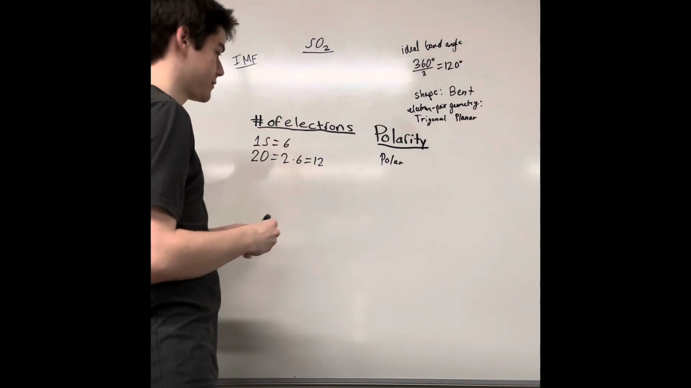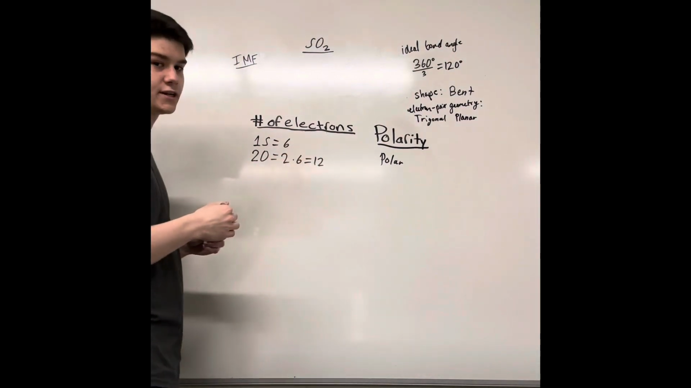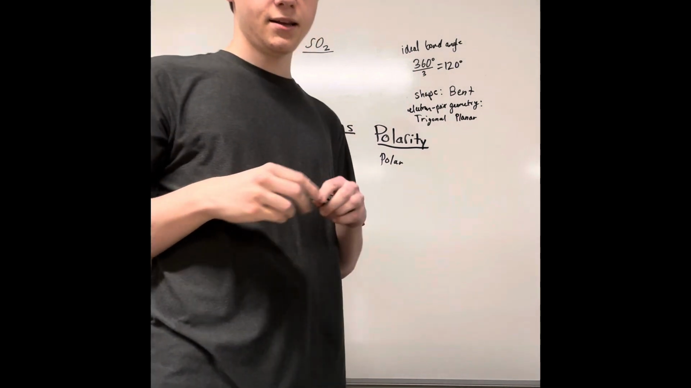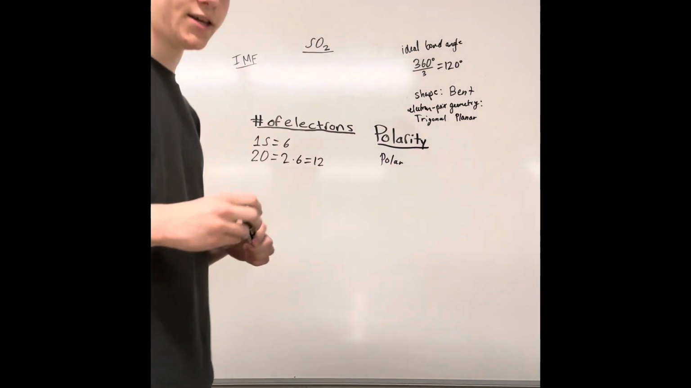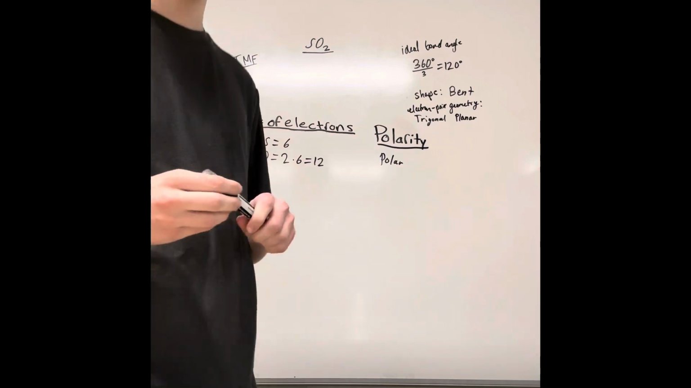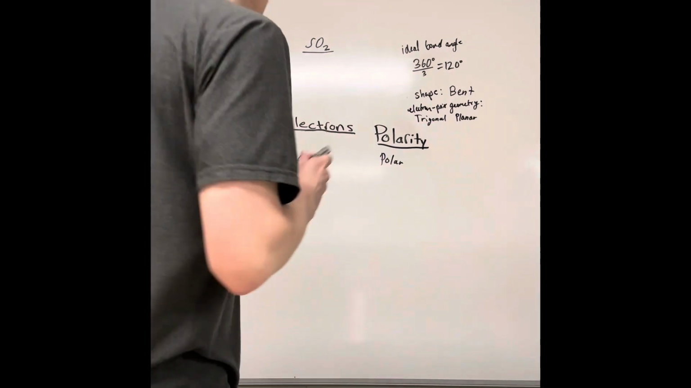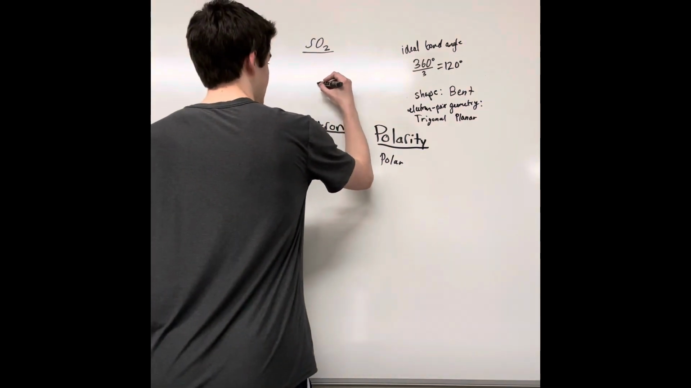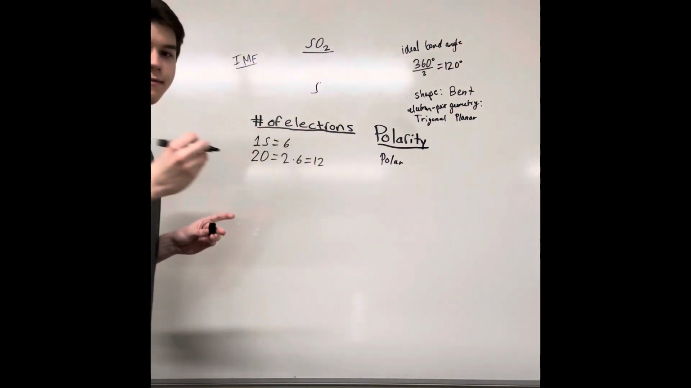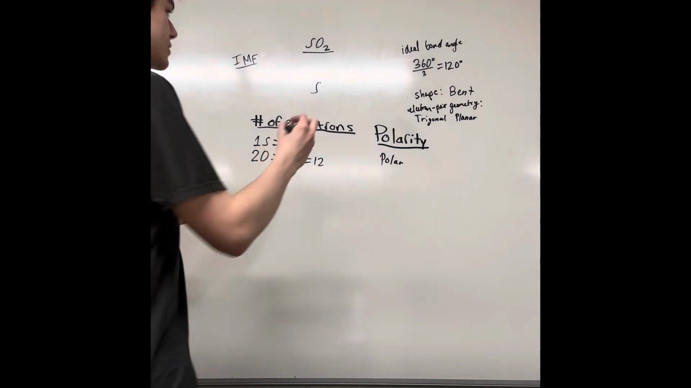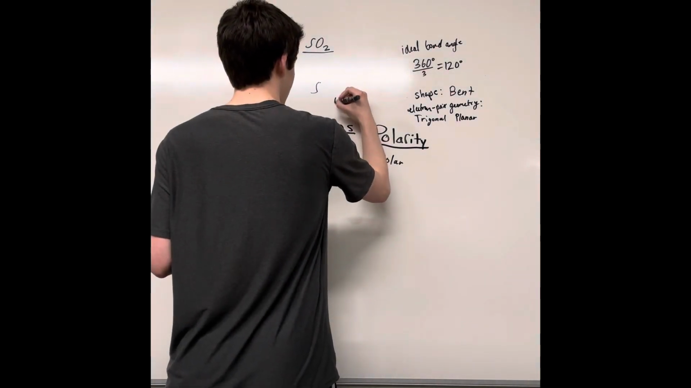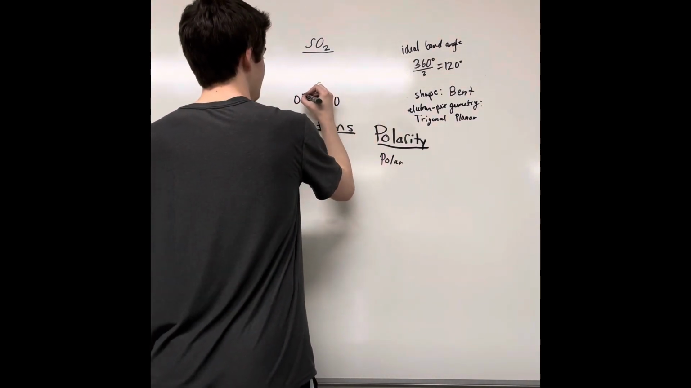2 times 6, 12 valence electrons. So in total, 18 total valence electrons. For the least electronegative atom, which is the element on the periodic table which is farthest from the top right, we find that it's sulfur, so we write that in the middle of the Lewis structure. And then we're going to put oxygen on the sides, just with single bonds.